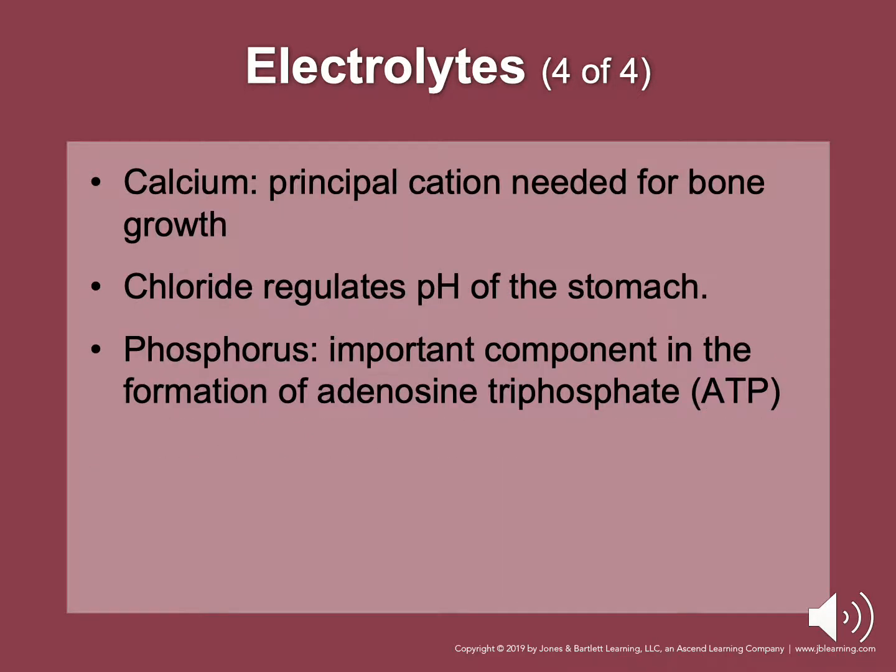All right. Calcium is a principal cation, needed for bone growth. Chloride regulates the pH of the stomach. Phosphorus is an important component of the formation of adenosine triphosphate, or ATP.